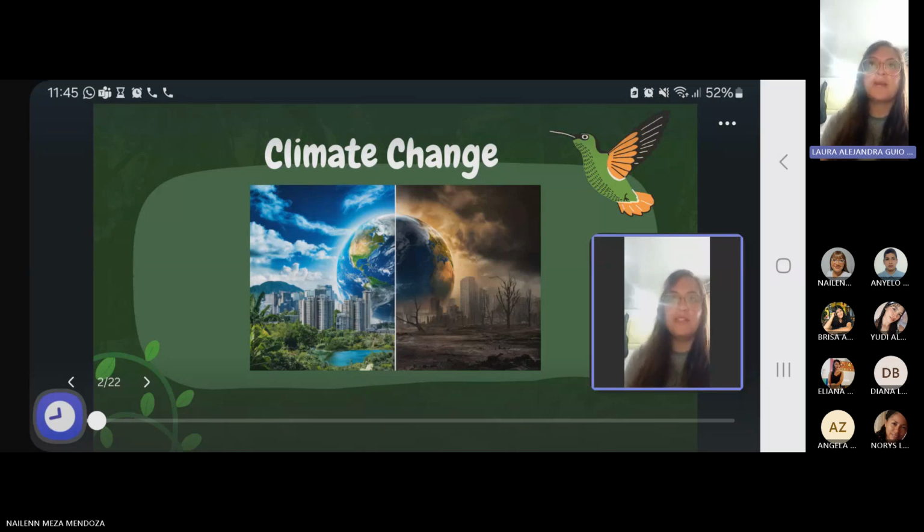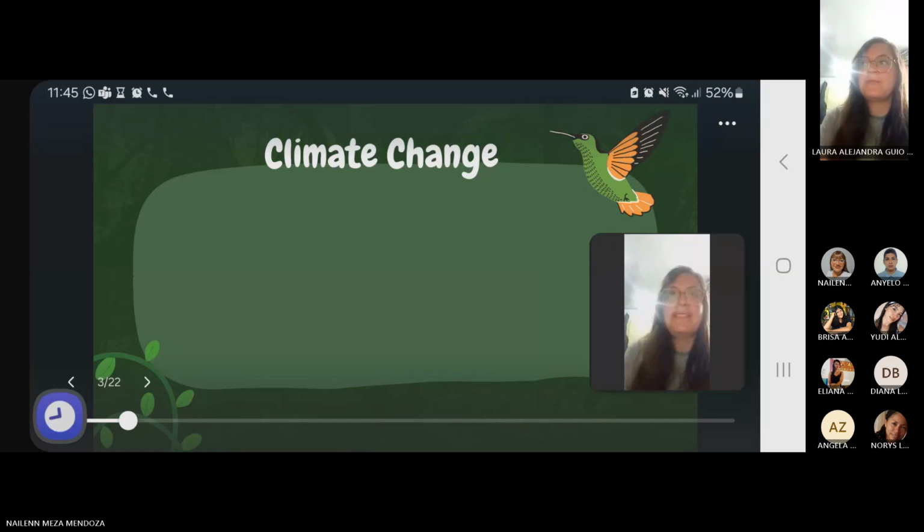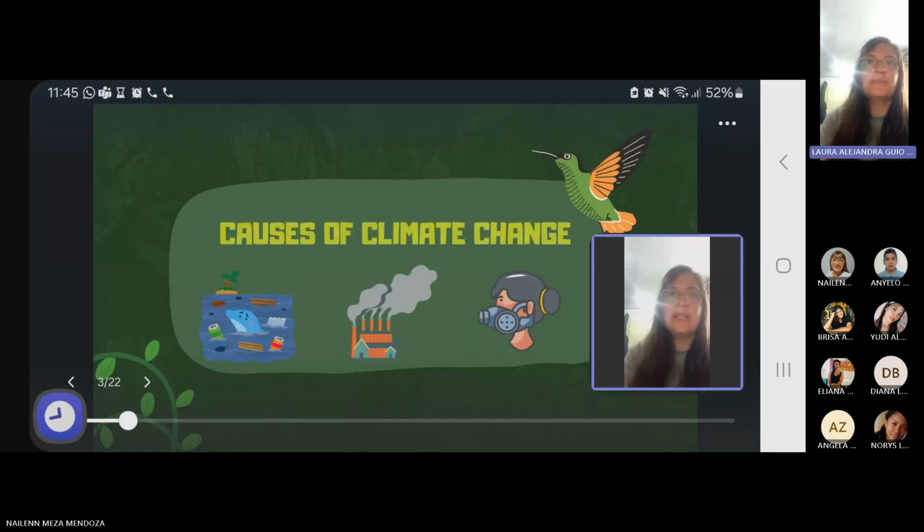Light pollution caused by excessive emission of artificial light, which can alter natural patterns of light and darkness. Thermal pollution caused by the dumping of hot or cold water into bodies of water, which can alter the temperature and ecological balance. Teacher, the next one, please. The causes. It's important to mention that pollution can have negative effects on human health, fauna, and flora, so it is important to take measures to prevent and mitigate it. The next, please.